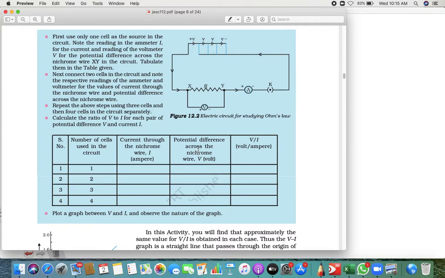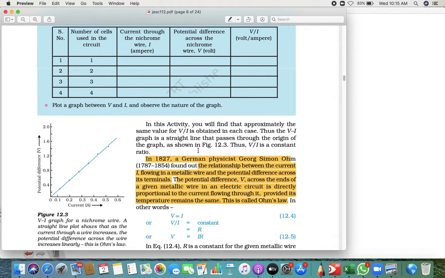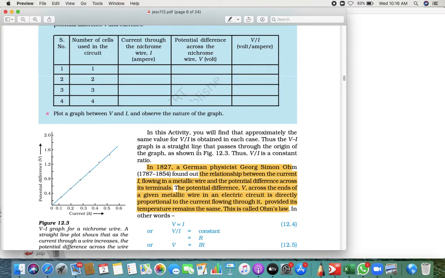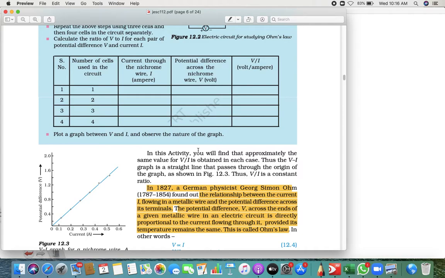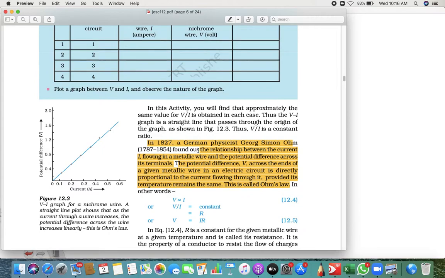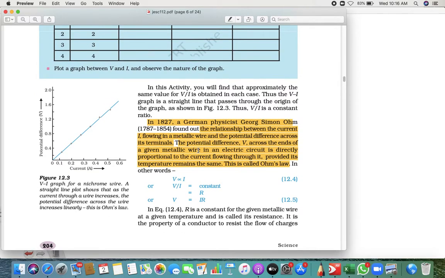When you plot the graph of current versus potential difference, what you are going to get is a straight line. What does that say? That they are directly proportional. So whenever you get a straight line in a graph, that infers it is a directly proportional relationship. Understand this one small thing here.